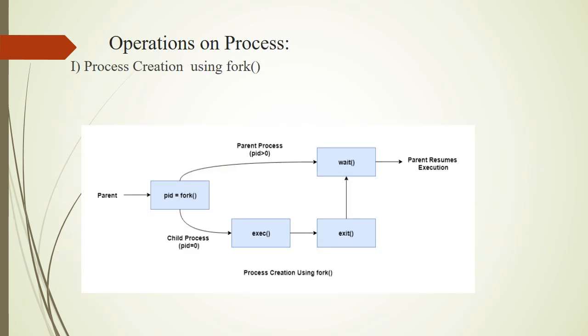Now we learn operations on processes. To create a new process, the Linux operating system provides a command called fork. When the operating system executes a process, that process creates many small processes and also terminates many small processes dynamically. All those small processes are called child processes, and the process which creates them is called the parent process.